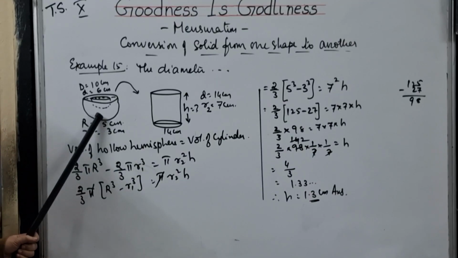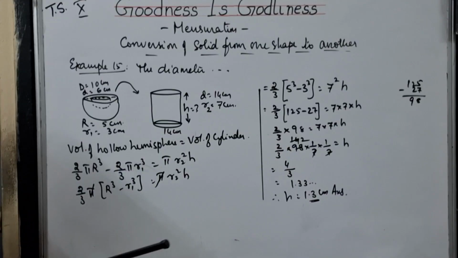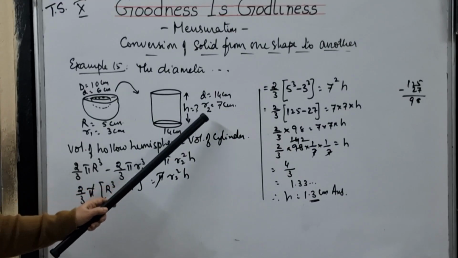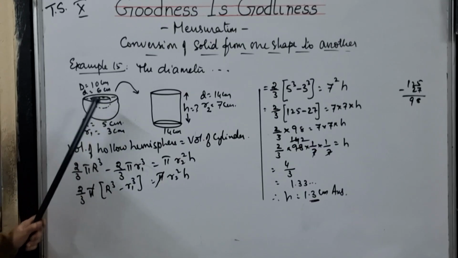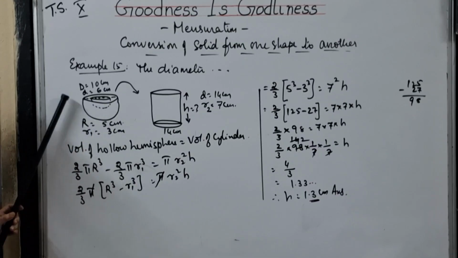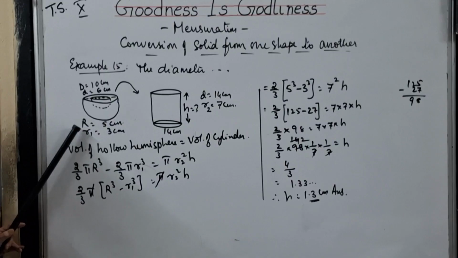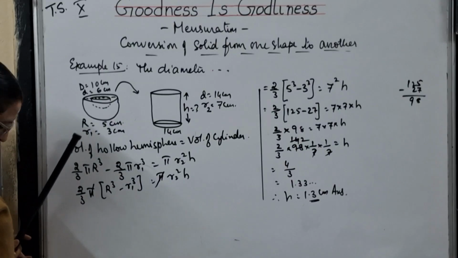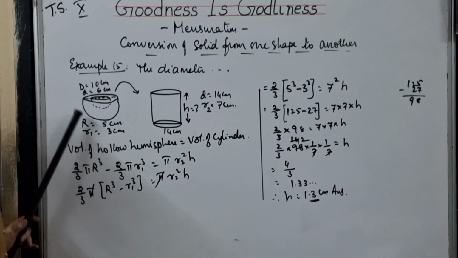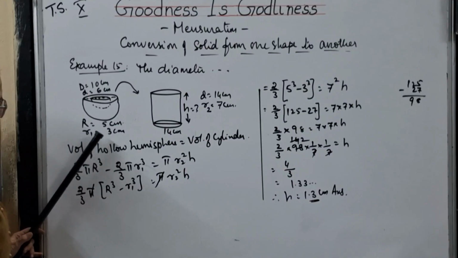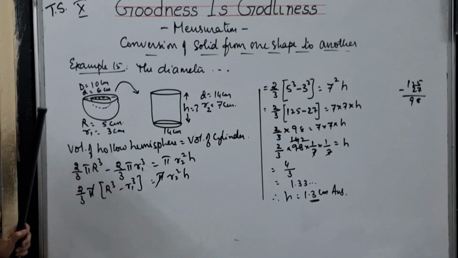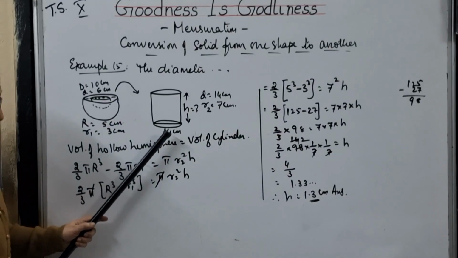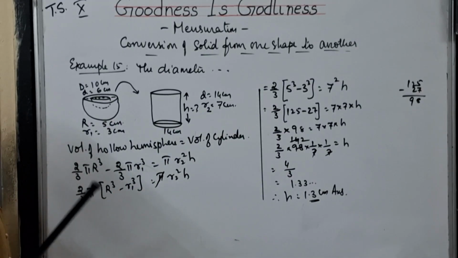See, there is a hollow hemisphere. This is converted into a cylinder whose diameter they have given as 14 centimeters. Here, for the hollow hemisphere, outer diameter they have given, inner diameter they have given. So with the help of outer diameter and inner diameter, I could take outer radius and inner radius. Diameter 10 means radius capital R is 5, small d 6 means small r1 is 3 centimeters. And here diameter is 14 means r2 is 7.